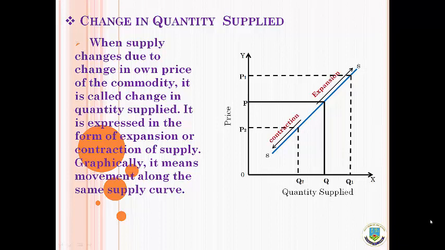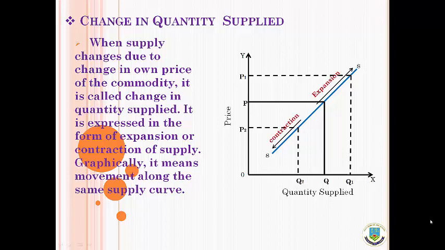So let us start with the topic change in quantity supplied. When supply changes due to change in own price of the commodity, it is called change in quantity supplied. When supply increases or decreases due to change in the price of the commodity, it is called change in quantity supplied. It is expressed in the form of expansion or contraction of supply.